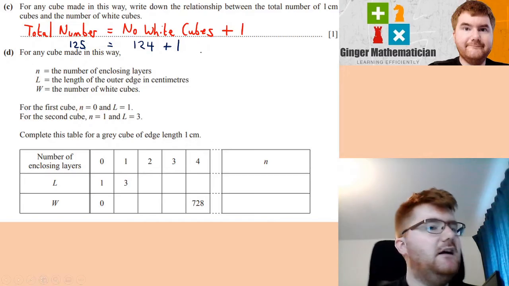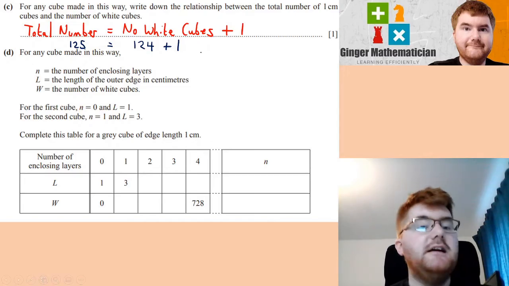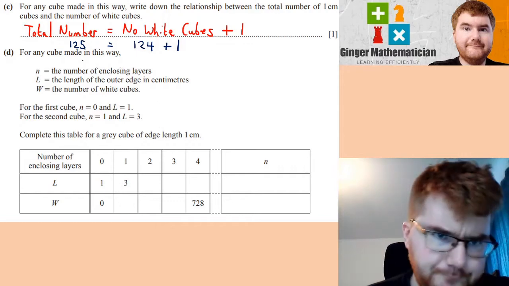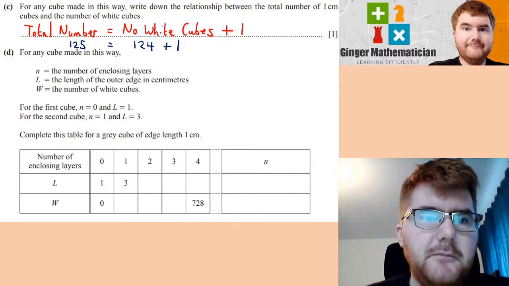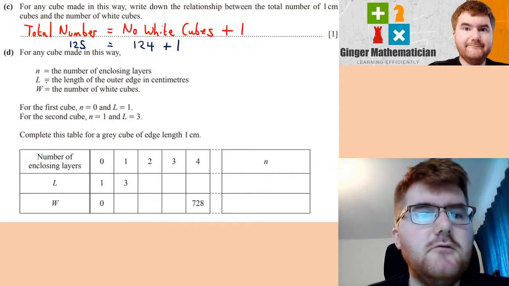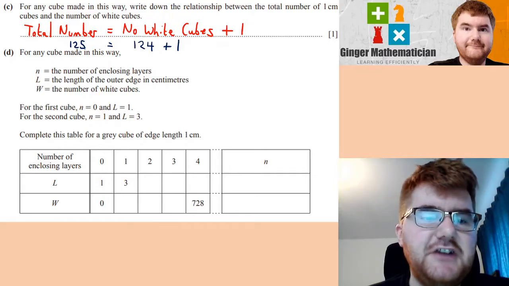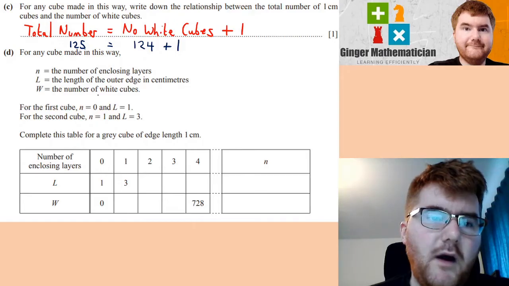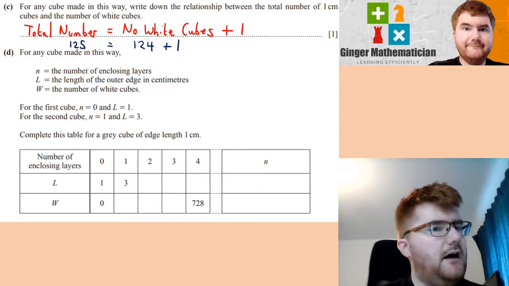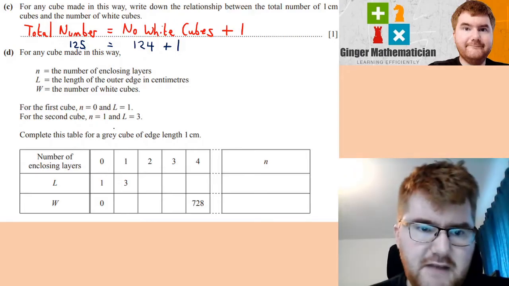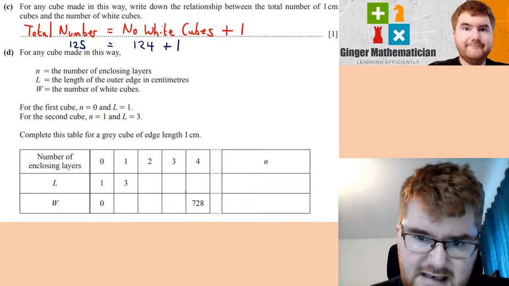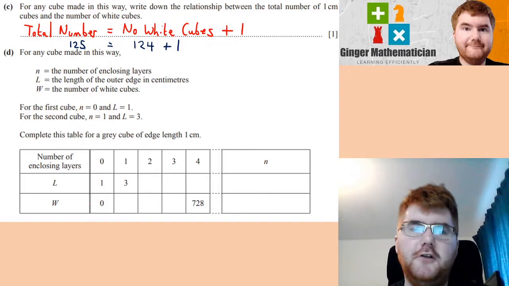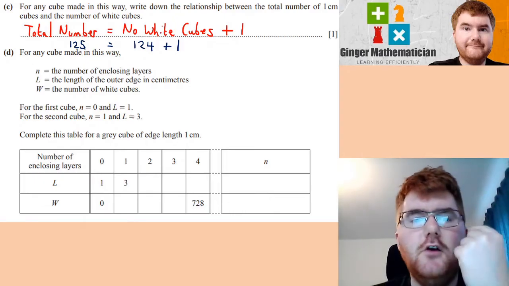And what we're going to do in the last part of this question is bring all that information together in the following table below. So N is going to represent the number of enclosing layers, L will represent the length of the outer edge in centimeters, and W will represent the number of white cubes. So all the letters kind of make sense. And we're given quite a few of the details here, so it will help us work out what's going on. So let's fill in what we know already.